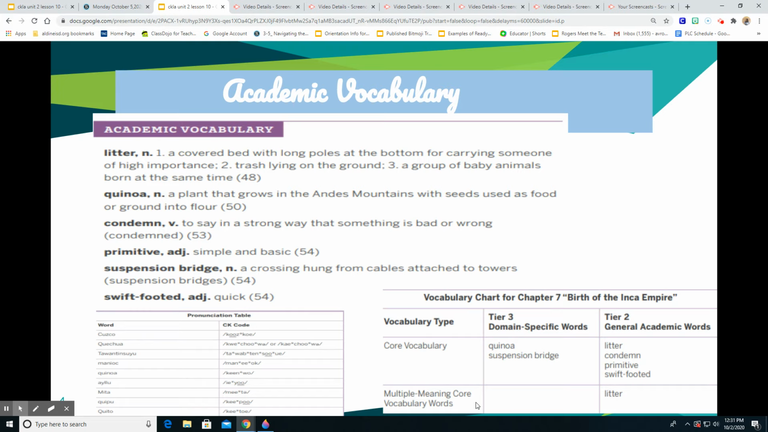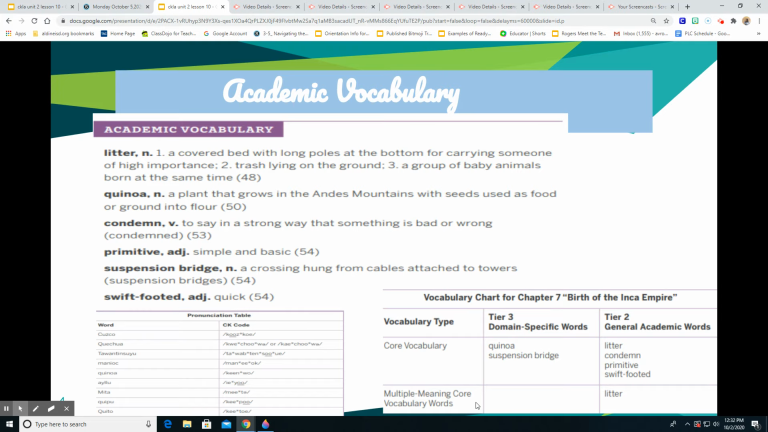The next vocabulary word is suspension bridge, which is a noun. It's a crossing hung from cables attached to towers. So that was a way for people to travel and for transportation during those early civilization times. And then the last vocabulary word is swift-footed, which is an adjective. It means quick. So yes, in the reader, we will see as we go through the chapter that they had swift-footed messengers. So these were messengers and people that were able to walk so fast to get one message from the empire to the person that needed to retrieve it.